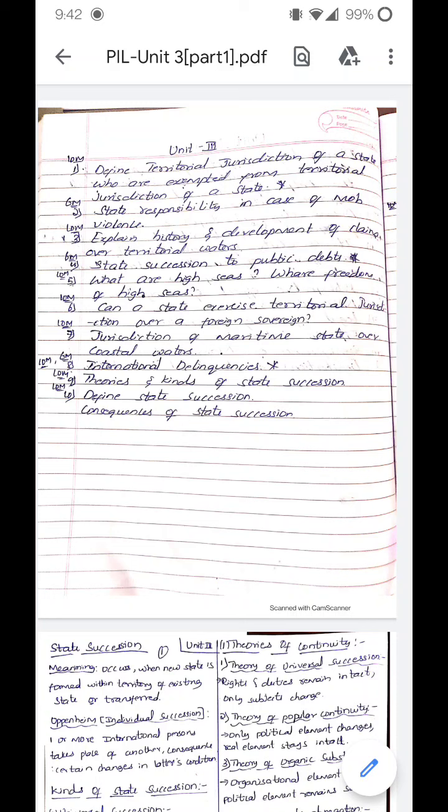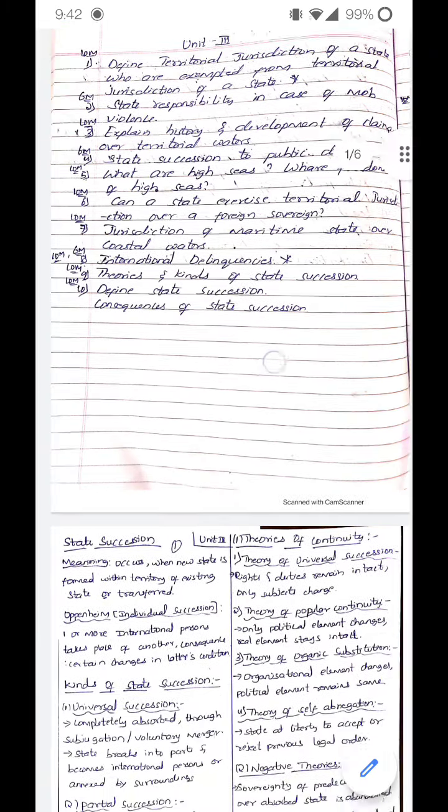Public International Law, Unit 3. So these are the important questions in the third unit of PIL. We will see one by one.